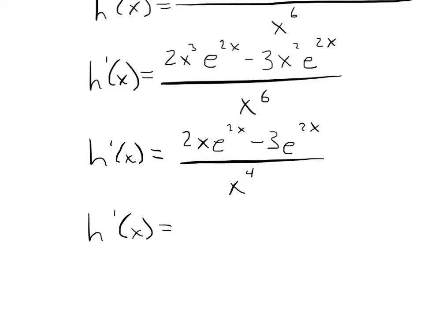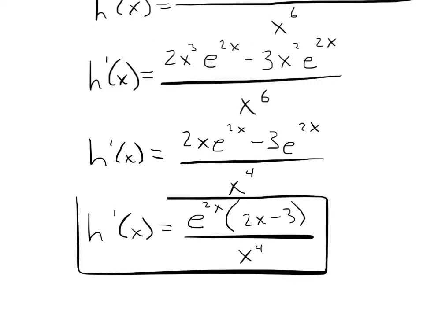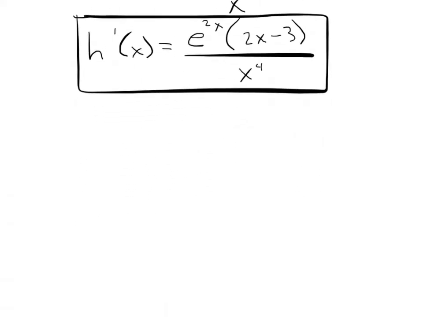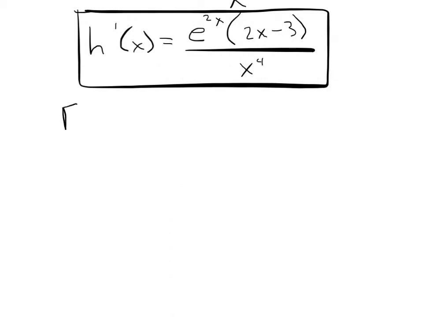So h prime of x. And the last thing I can do is you can actually factor the top. I could factor out e to the 2x and have 2x minus 3 over x to the 4th. And that's the derivative. Just kind of want to point out, what if I asked you to find the x-coordinates of any horizontal tangents?